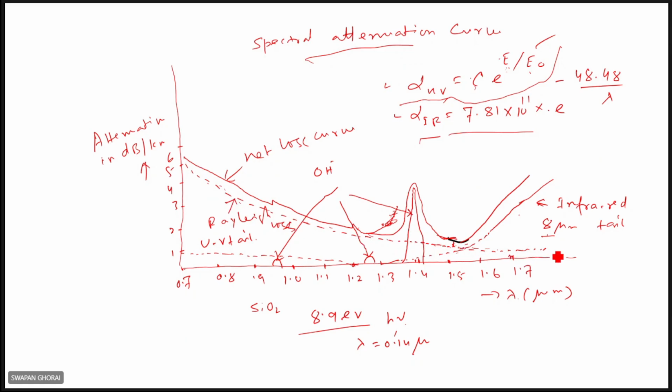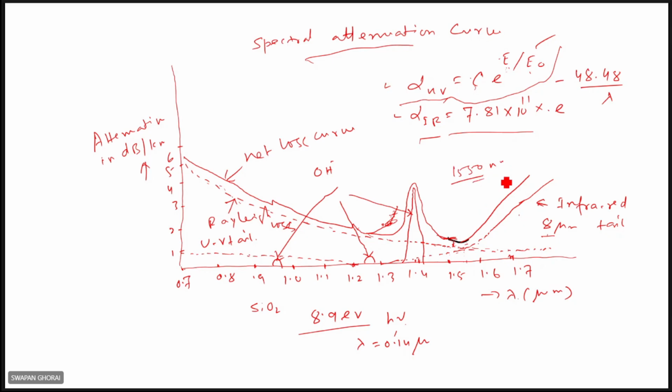These are Rayleigh scatterings, where the particle size is less than or equal to lambda by 10. This is the UV tail. This is the infrared tail. So it is the intersection of the Rayleigh curve and the infrared curve where you can have the minimum loss. And this is the net loss curve. The peaks are there because of the water lines. So this region is the minimum loss, around 1550. That's why present day communication is around 1550 nanometers.